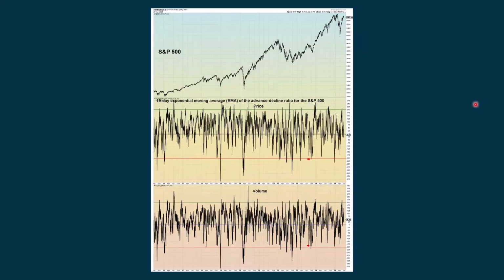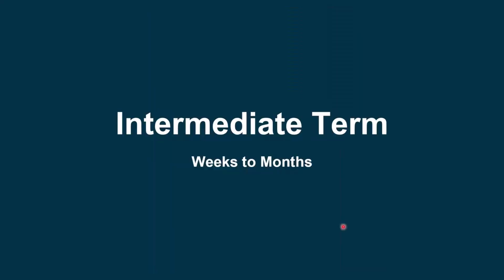Then we look at the advanced decline ratio based on price above. We are slightly below the midpoint, turning a little bit negative. But even though we've been declining, we're still above 0 based on volume. So that's still holding up for right now.